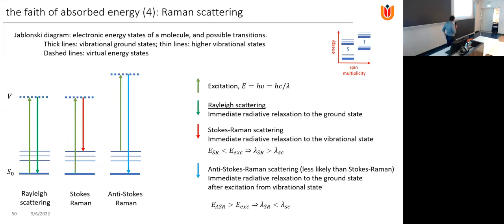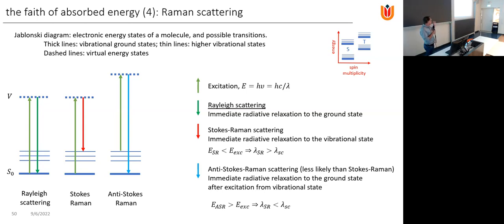Involving these virtual energy states, there can be two variants of that, shown in the Jablonski diagrams over here. Again, the molecule is excited to a virtual energy level, and immediately a photon is emitted again. But now, in this case, it is not falling back to the ground state, but it's falling back to an excited vibrational state.